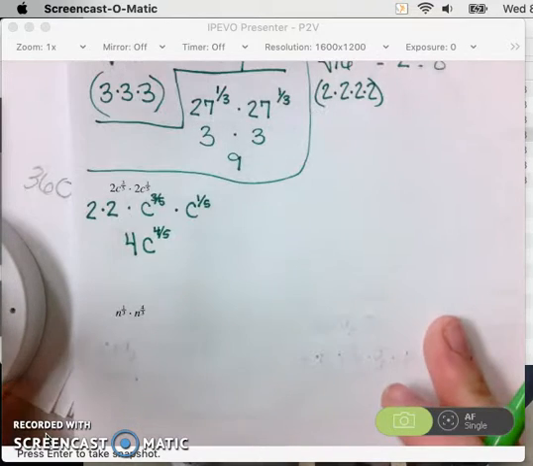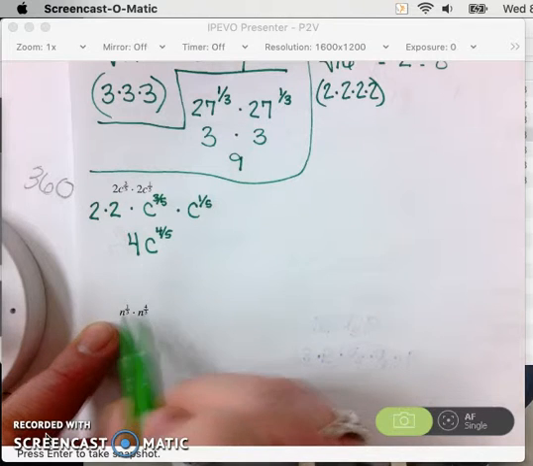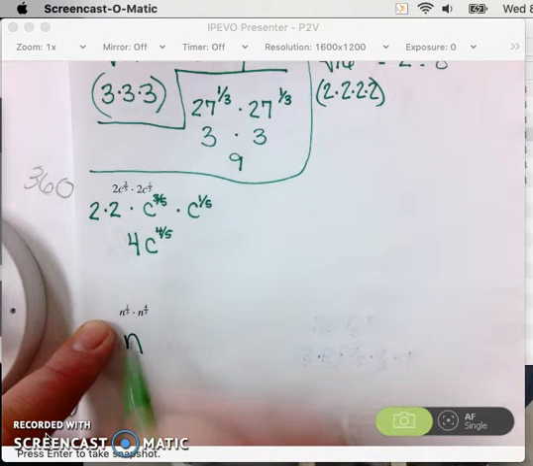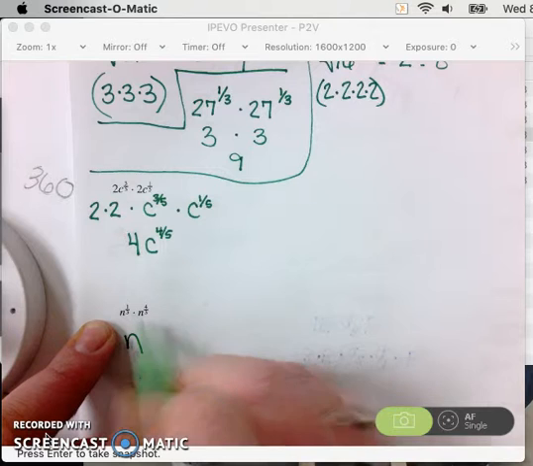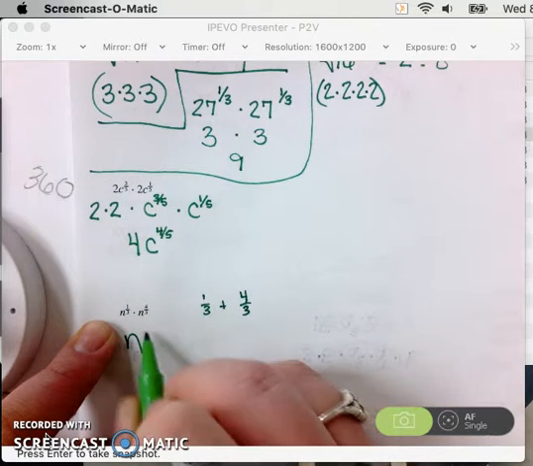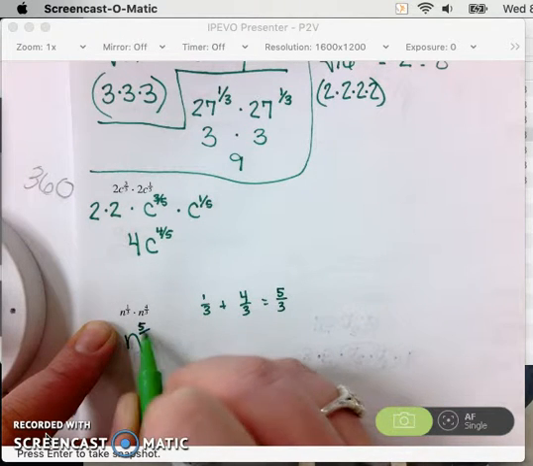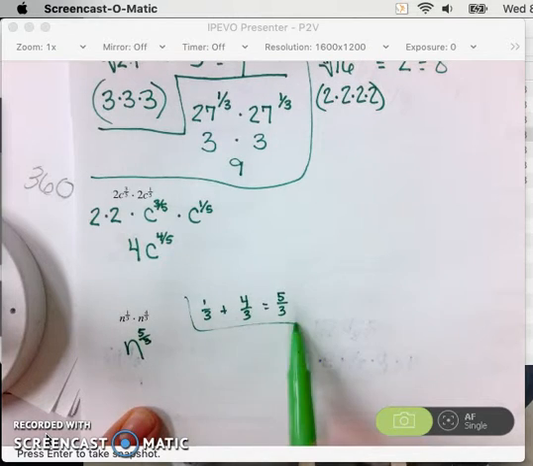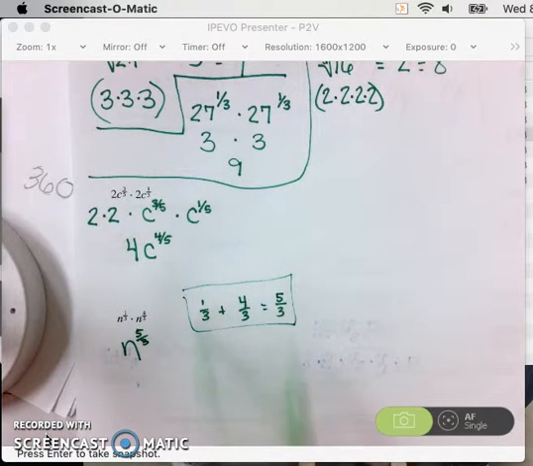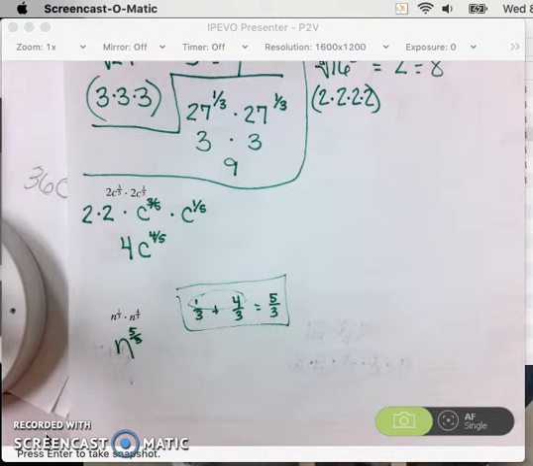Here again, I have n raised to a power, so my like base is n. So I have to add these, so I'm adding 1/3 plus 4/3, which is 5/3. Again, adding fractions is a prerequisite. We have to be really good with that. We have to know that my denominator has to be the same. I don't add my denominator, I just add my numerators here. So 5/3.